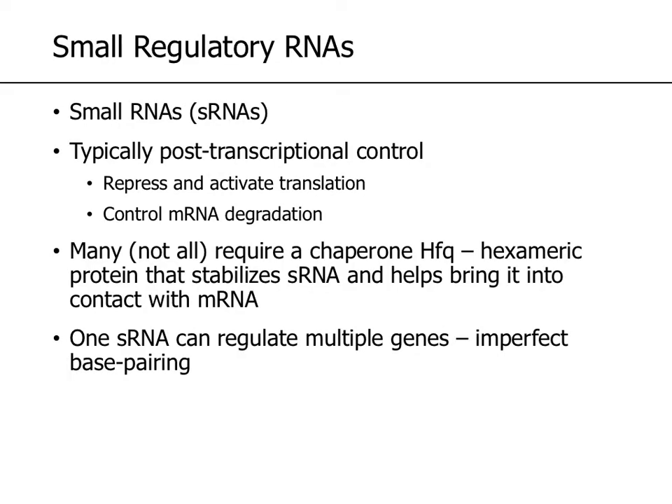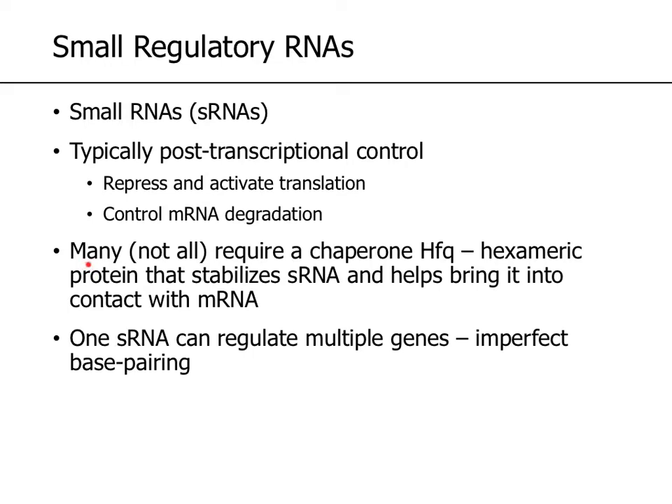All right. So the RNA thermometers were kind of a preview into one of the types of RNA regulation that we can have. But there is this whole class of RNAs called small RNAs that we denote with the sRNAs. These are typically post-transcriptional control. That just means that it mostly controls translation, but it also can control how fast the mRNA gets degraded.